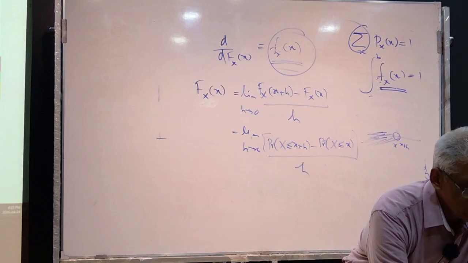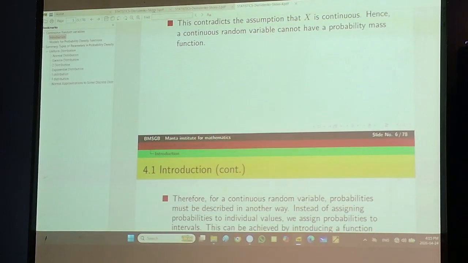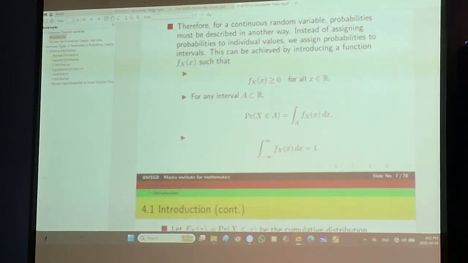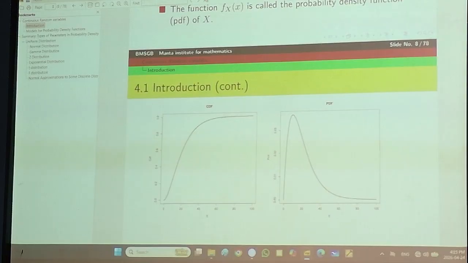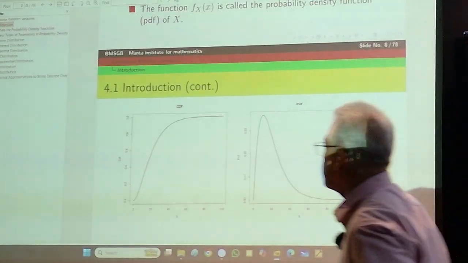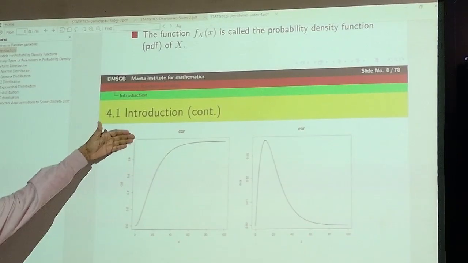So let's look at some shapes of this probability density function. As I told you, the cumulative distribution function is always a non-decreasing function between 0 and 1.